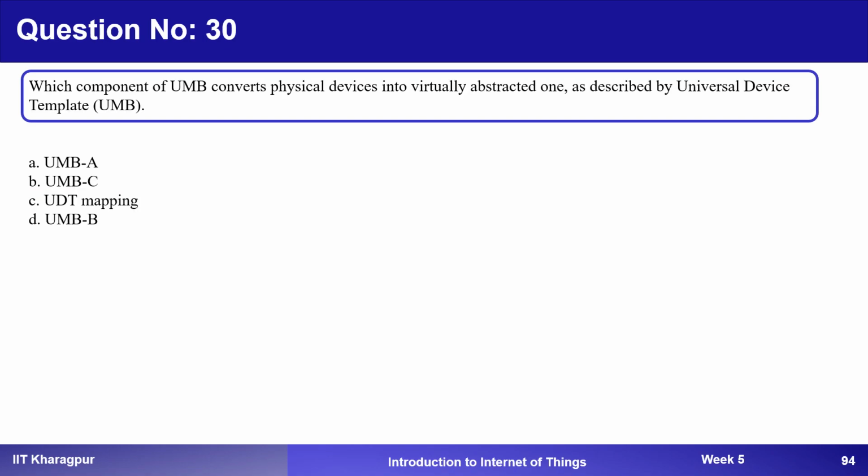Next question is, which component of UMB converts physical devices into virtually abstracted one as described by UDT, that is Universal Device Template. Options are UMBA, UMBC, UDT Mapping, UMBV. So UMB consists of two components. One is your UMBA, that is your UMB adapter, and second one is your UMBC, that is your UMB core. So UMB adapter is responsible for converting the physical devices to the virtually abstracted one. However, your UMB core is responsible for routing. So the correct option for this question is A, that is your UMBA.